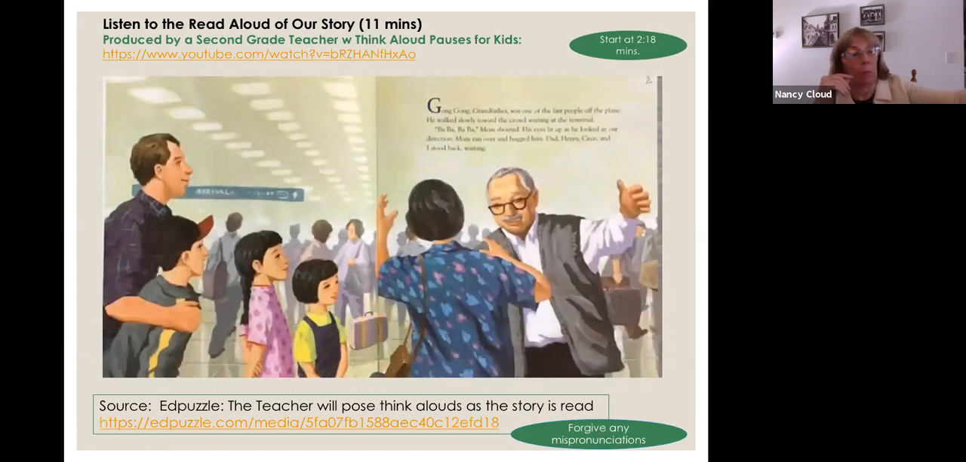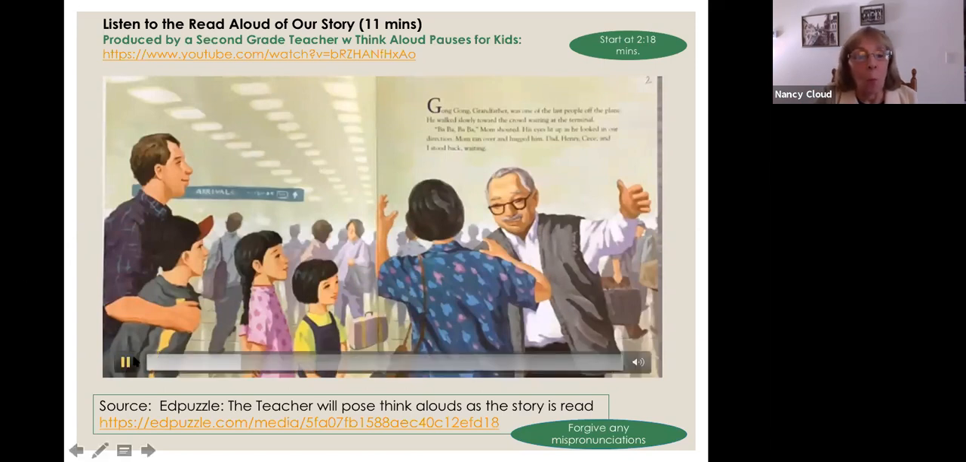Gong Gong, grandfather, was one of the last people off the plane. He walked slowly toward the crowd, waiting at the terminal. Baba! Baba! Mom shouted. His eyes lit up as he looked in our direction. Mom ran over and hugged him. Dad, Henry, Cece, and I stood back, waiting.